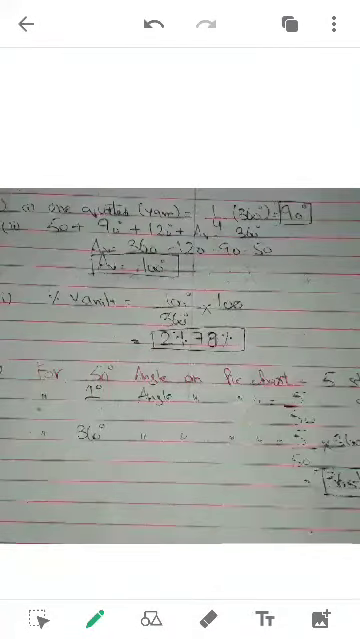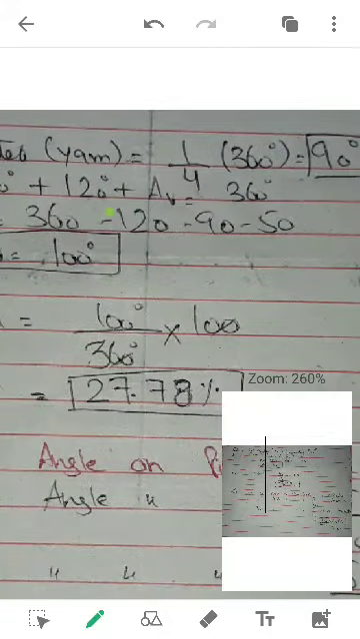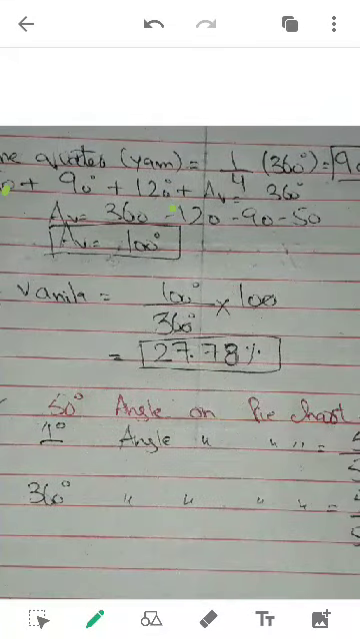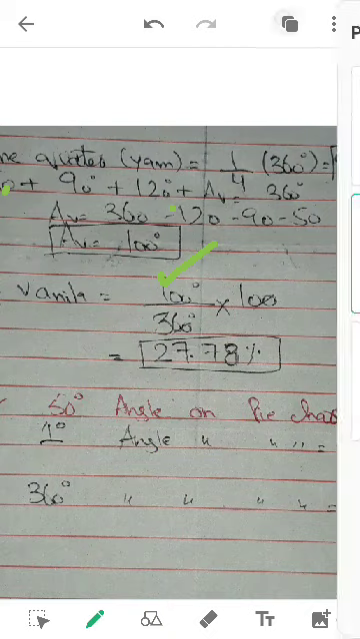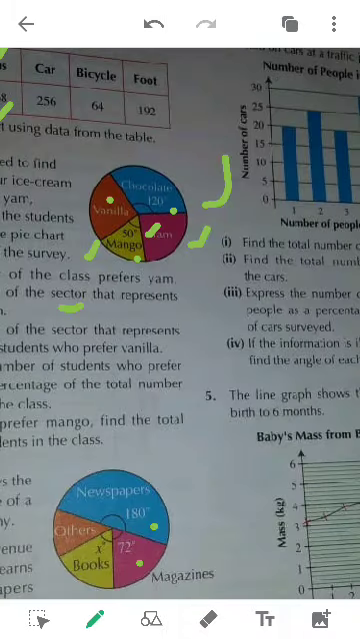Question number 2: 50 degrees, 90 degrees, 120 degrees, plus the angle of vanilla. I have shown it with the symbol AV; VA can also be used, it doesn't matter. This is equal to 360 degrees, and then you subtract these 3 angles on the other side to calculate your angle of vanilla, which comes out to be 100 degrees. So this is the angle of vanilla. The main theme is that the sum of angles on a circle is 360 degrees.